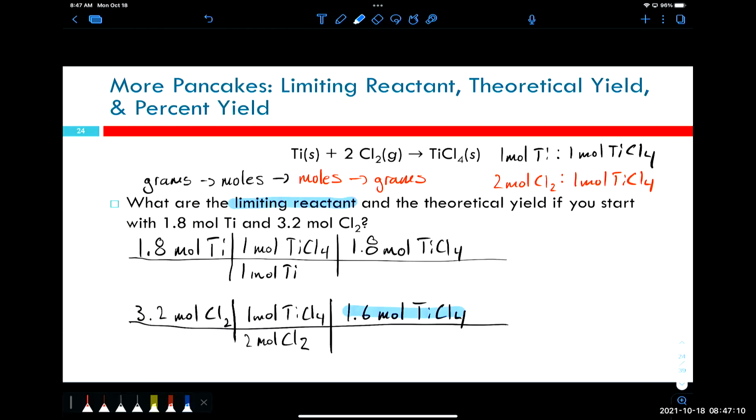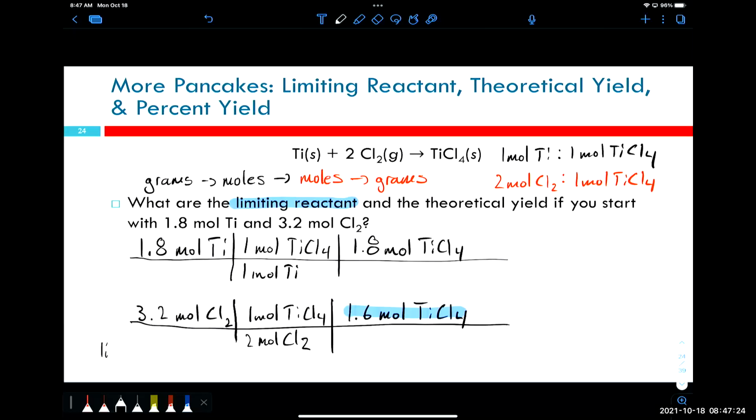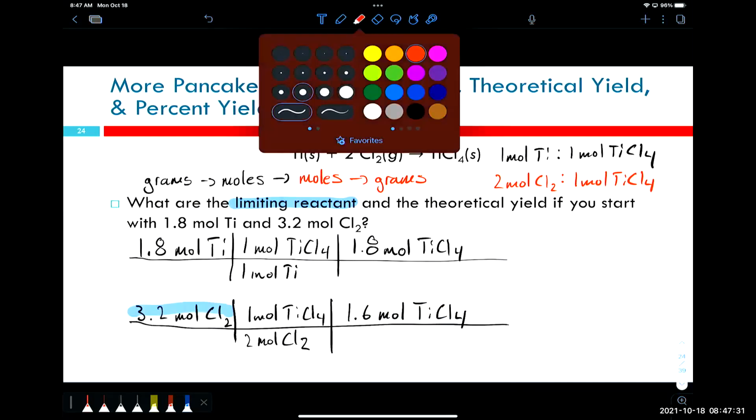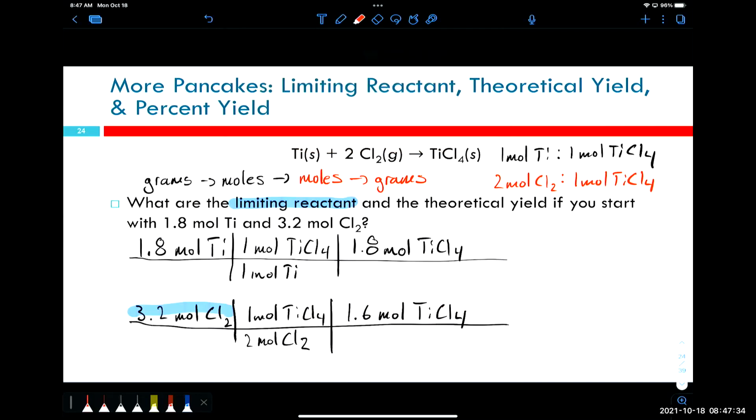Yeah, it's the one that you run out of first because it produces less. So actually, sorry, the limiting reactant is chlorine. Our theoretical yield is 1.6 moles of titanium chloride. So it's your limiting reactant that always produces your theoretical yield.